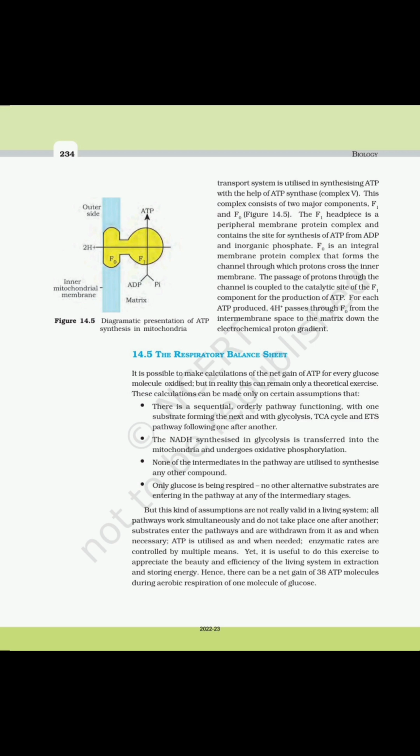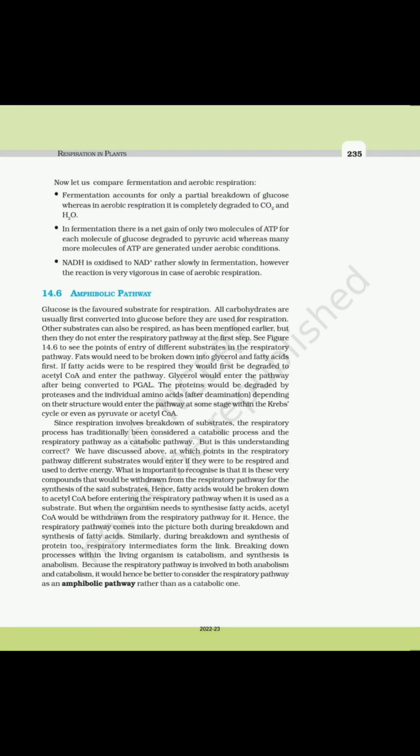All pathways work simultaneously and do not take place one after another. Substrates enter the pathways and are withdrawn from it as and when necessary. ATP is utilized as and when needed. Enzymatic rates are controlled by multiple means. Yet, it is useful to do this exercise to appreciate the beauty and efficiency of the living system in extraction and storing energy. Hence, there can be a net gain of 38 ATP molecules during aerobic respiration of 1 molecule of glucose. Now let us compare fermentation and aerobic respiration.